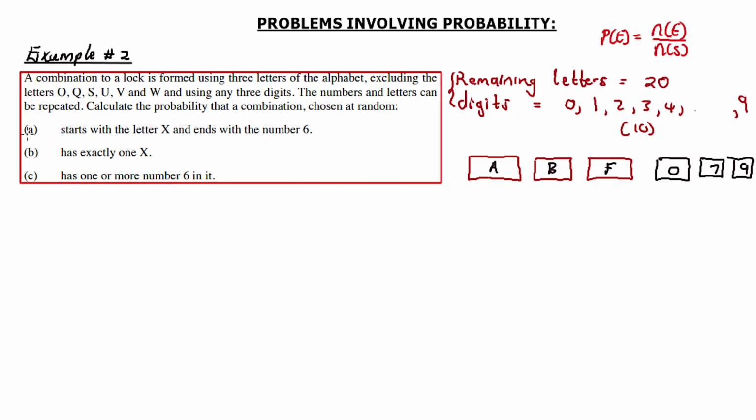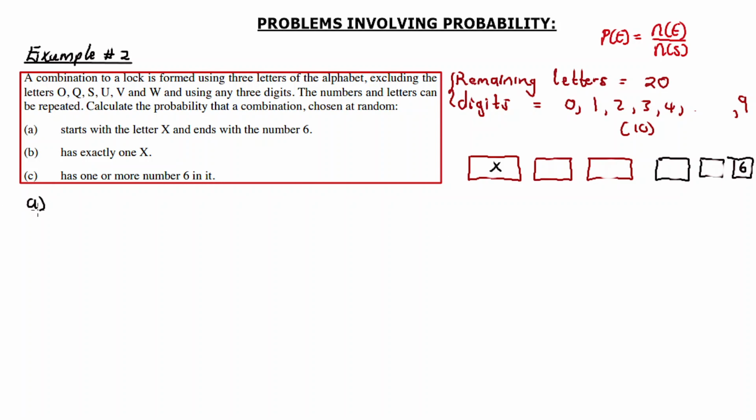Now to calculate the probability that this combination is chosen at random: there are many combinations. We want to find the probability that the combination chosen at random starts with the letter X and ends with the number 9. So I think I should erase here so that we have X here and 9 there.